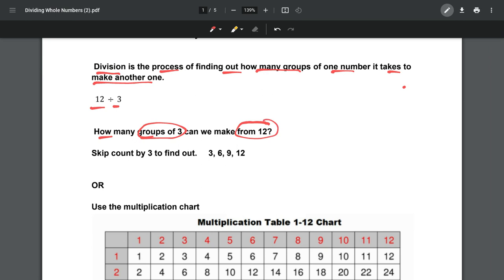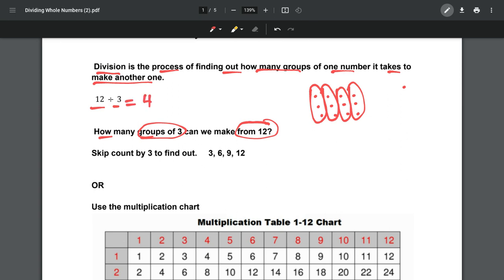So suppose you got 12 people. 1, 2, 3, 4, 5, 6, 7, 8, 9, 10, 11, 12. So all you're trying to do is figure out how many groups of 3 you can make. Like suppose you got 12 people in PE and you have to have teams of 3. So here you can have 1 group of 3, 2 groups of 3, 3 groups of 3, 4 groups of 3. So how many times can you split 12 into 3s? That would be a total of 4.